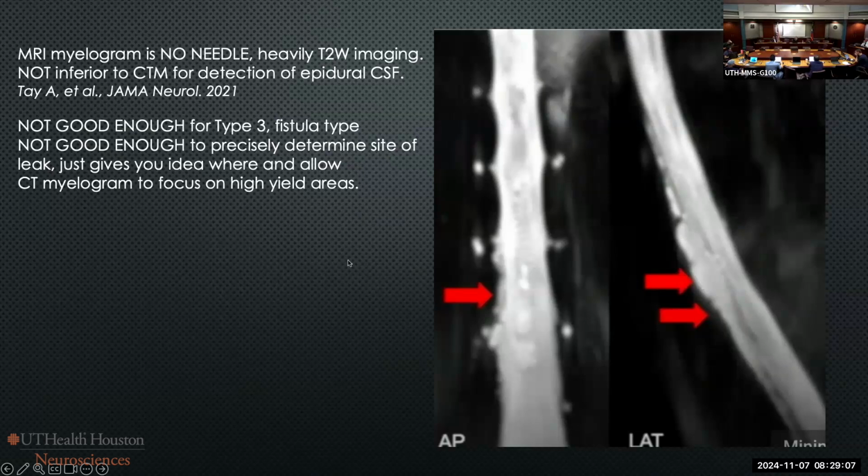This is not good enough for type 3 fistulas. We're never going to see those. It's not good enough to tell us exactly where the patient's leaking, but it gives us a place to target. This is most likely. Is it lateral? I should be doing decubitus. Is it ventral? I should be doing them prone. It helps guide the myelogram.